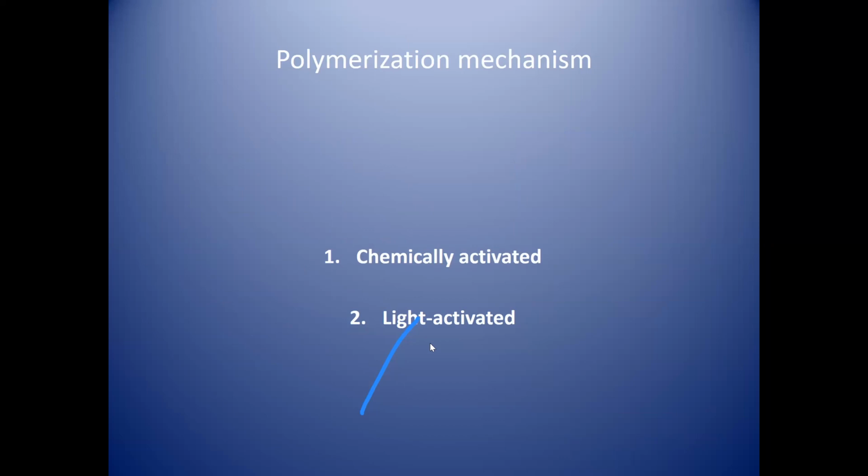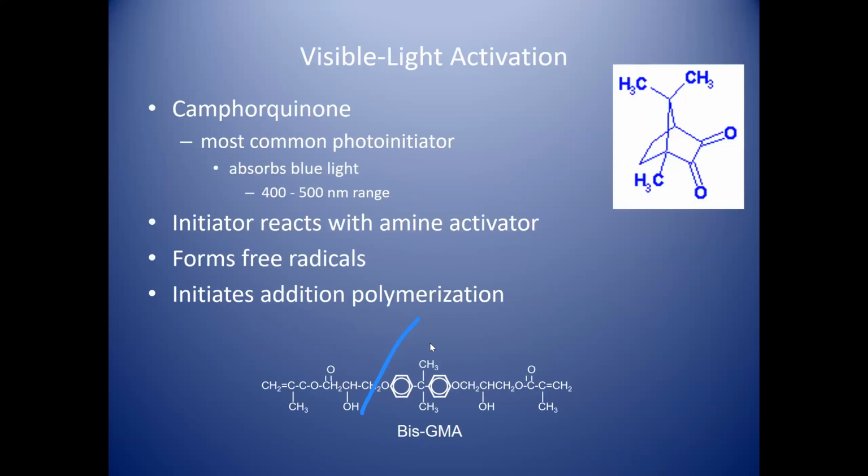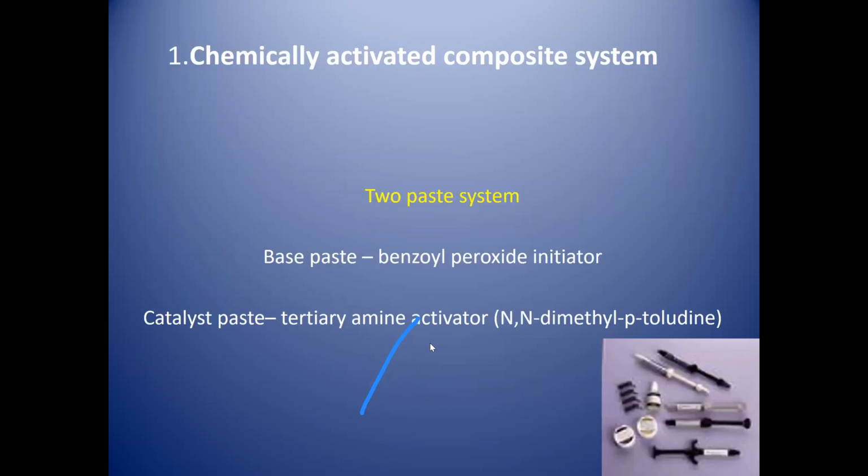So, polymerization mechanism: basically there are two polymerization mechanisms, that is chemically activated and light activated. Visible light activated, camphorquinone is the most common photoinitiator. It absorbs blue light in the 400 to 500 nm range. The initiator reacts with the amine activator, forms free radicals, and initiation and addition polymerization occurs.